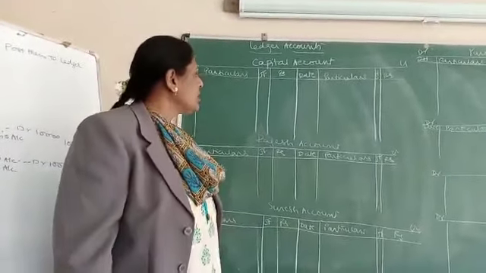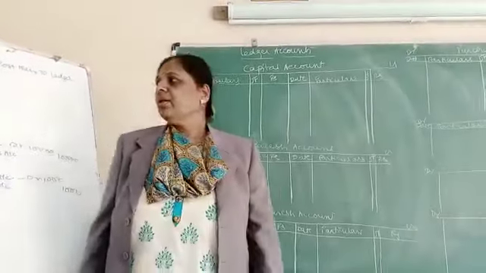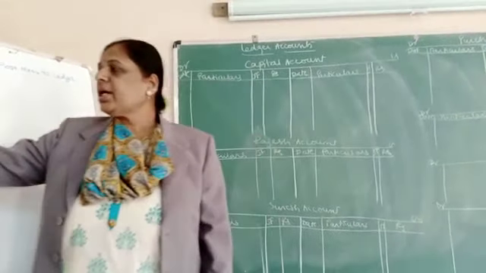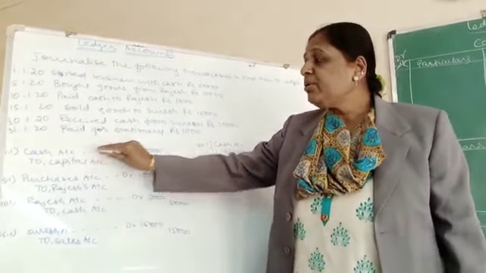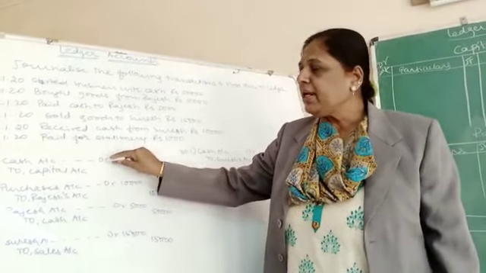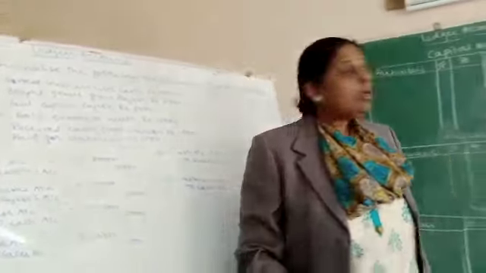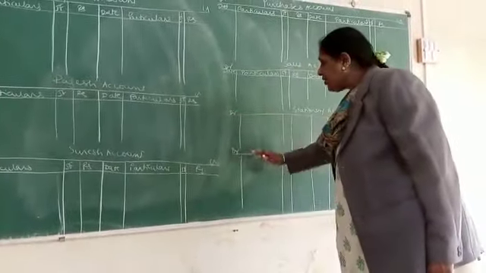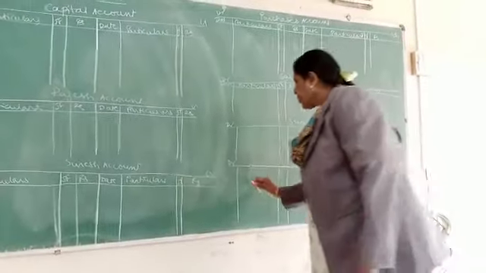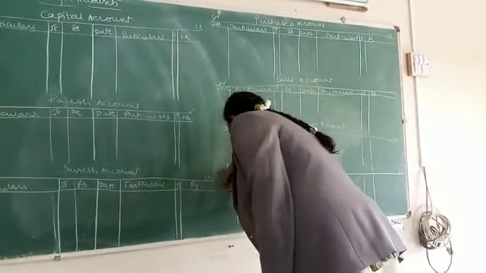Come to the next. We will start with the problem now. The journal entry is cash account debtor to capital account. So cash account is debited. DR means debited. Cash account is debited. Come to the debit side of the cash account. This is the debit side. Left hand side is called as the debit side. Write the date 1/1/20.